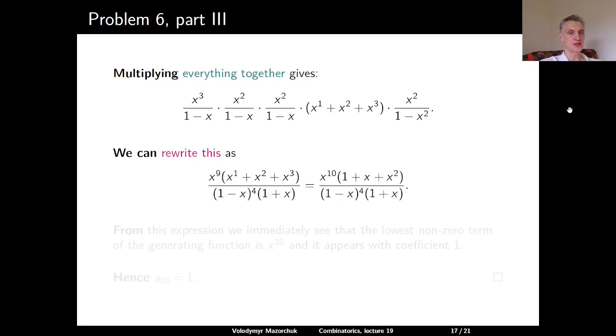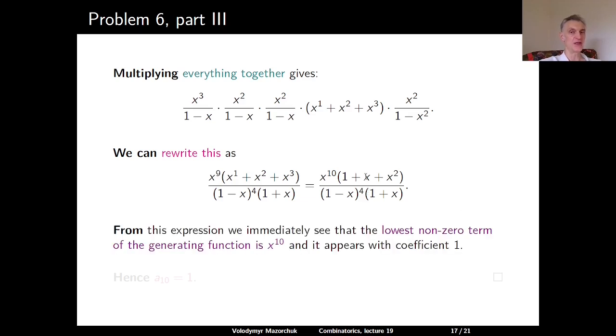We can rewrite it actually as x to the power 9 times x plus x squared plus x cubed divided by 1 minus x to the power 4 times 1 plus x, or even as x to the power 10 times 1 plus x squared divided by 1 minus x to the power 4 times 1 plus x. So this is our generating function.